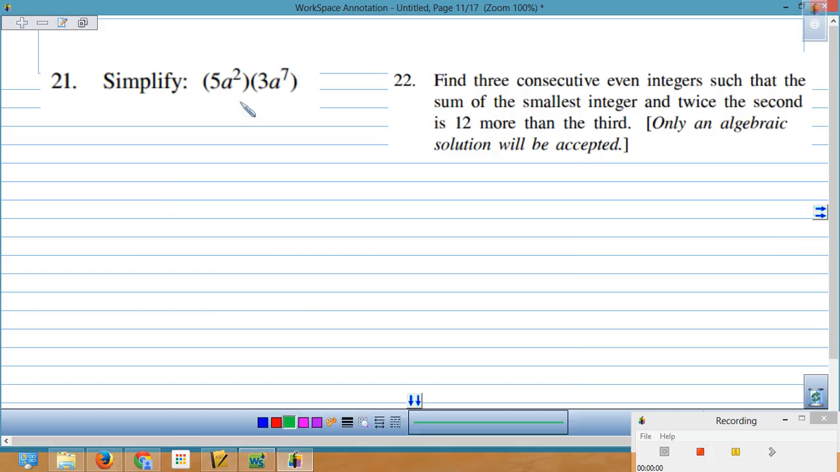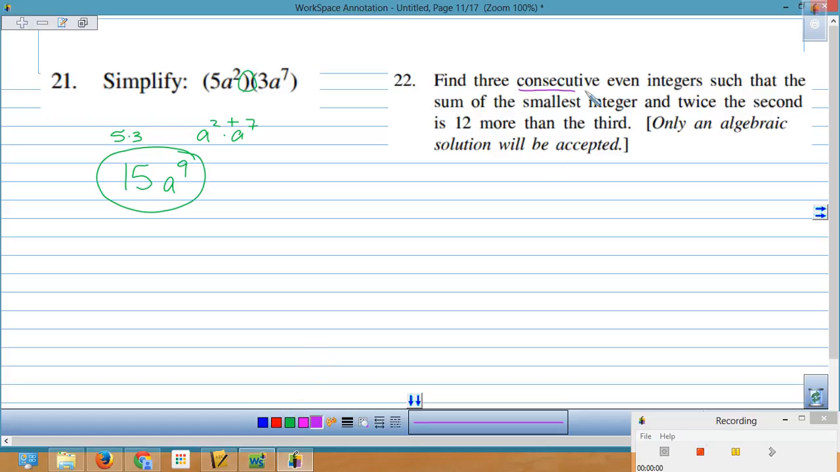Question 21. Simplify. So you look, we're multiplying. There are no exponents on the outside, so this is straight multiplication. What's 5 times 3? So you do 5 times 3. That's 15. And then you have a squared times a to the 7th. When you multiply variables, you add exponents. And so you get a to the 9th. Very straightforward, very easy.